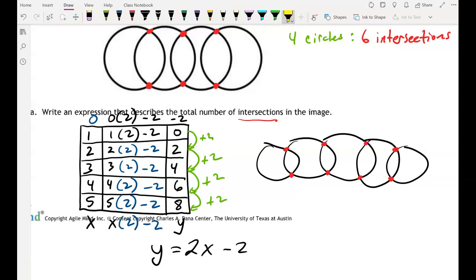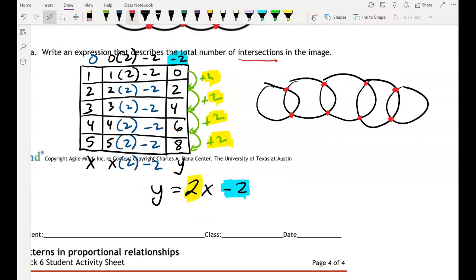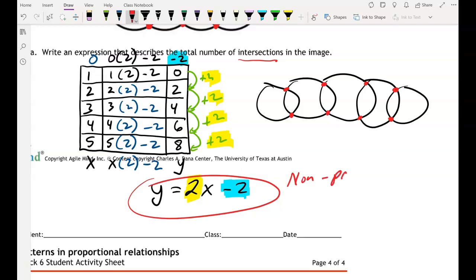And we talked in class the other day about how, look at this, we are increasing by 2 every time. And where does that 2 show up in our graph or in our algebraic rule? It shows up right here as our coefficient of x. And then this minus 2 right there, where does that show up? That shows up as the number that's being tacked on to our algebraic rule. And we have discovered that, remember, when you have an algebraic rule like this, that says this is a non-proportional relationship between the number of circles and the number of intersections.